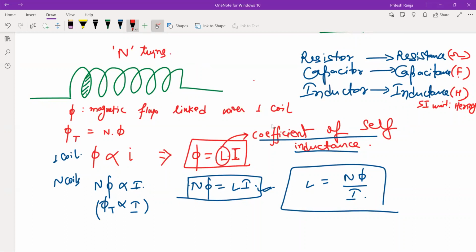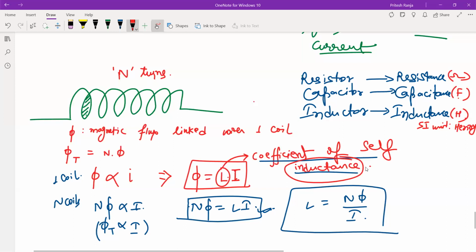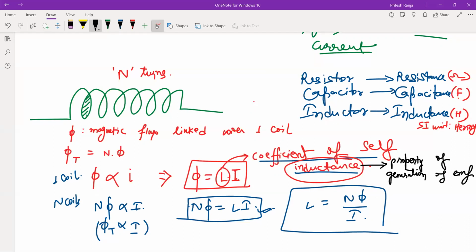So let us write the definition of inductance. What is inductance? This is defined as the property of generation of EMF, property of generation of EMF. How is it generated? By the change in current, right? There is only change in current.